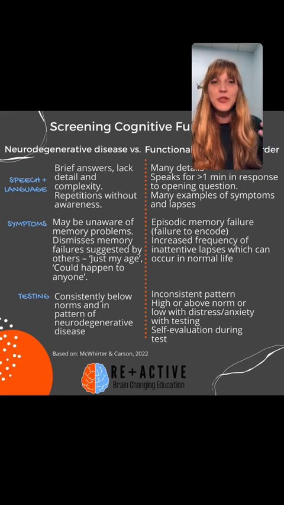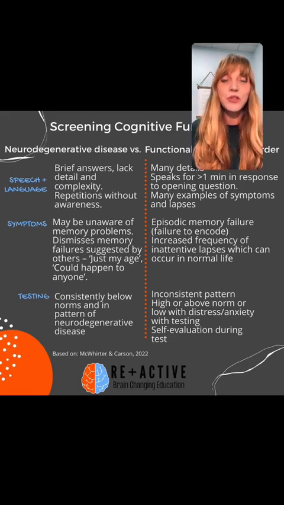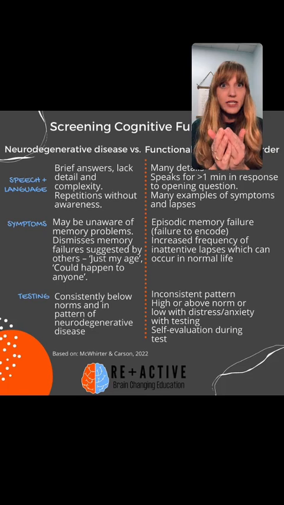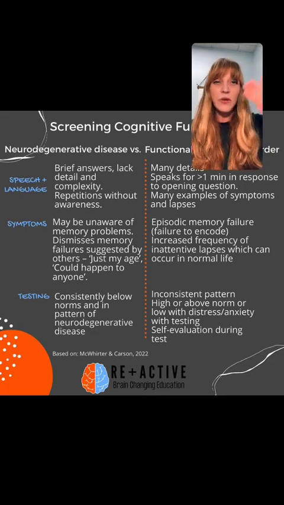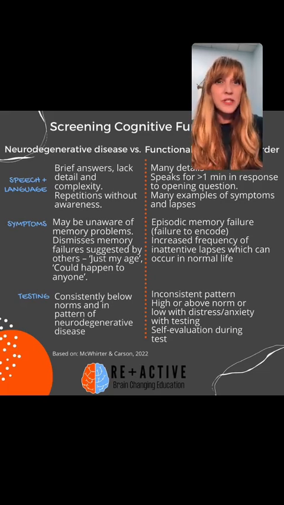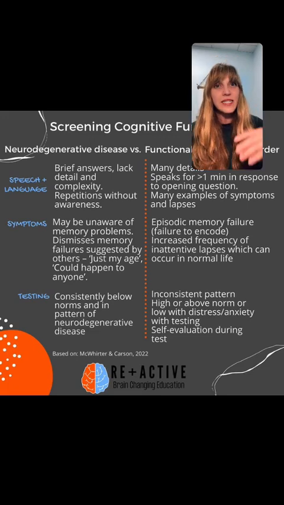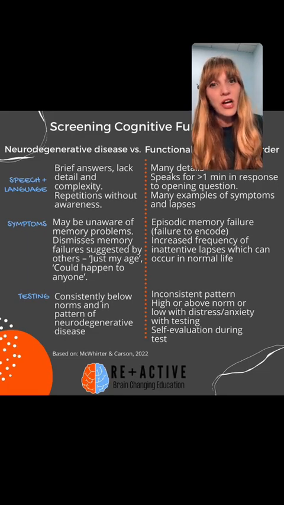And then testing, right? So we're so lucky. We have neuropsychology on our team to do some of this testing. Typically a person with a neurodegenerative disease with cognitive impairment consistently, by the way, like repeatedly performs below the norms and in a very specific pattern of a neurodegenerative disease, whereas a person with a functional cognitive disorder might have an inconsistent pattern. So again, this is that variability and inconsistency that we see overall in functional neurologic disorder.